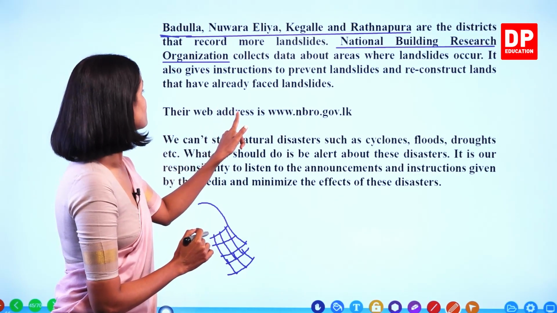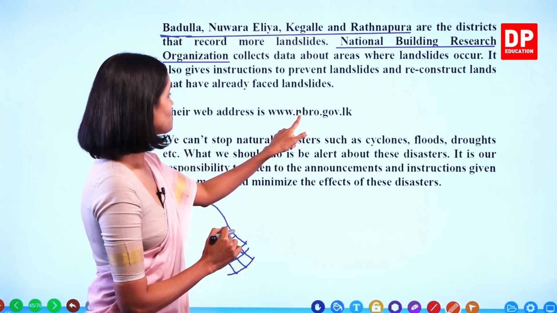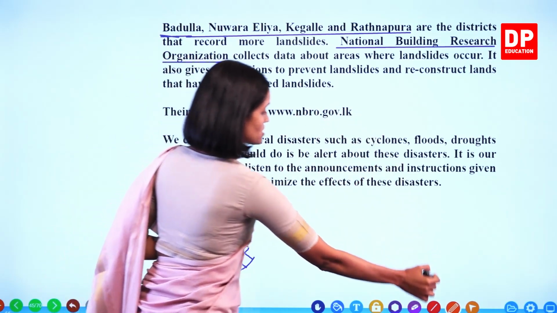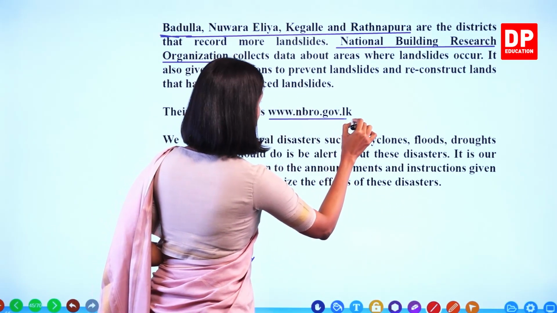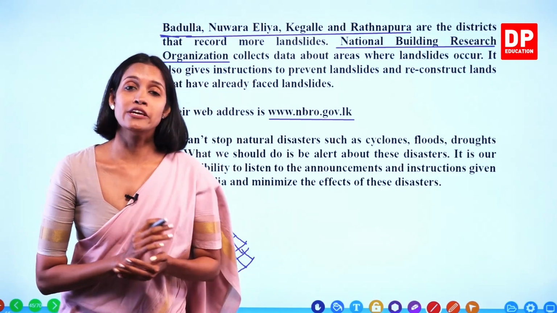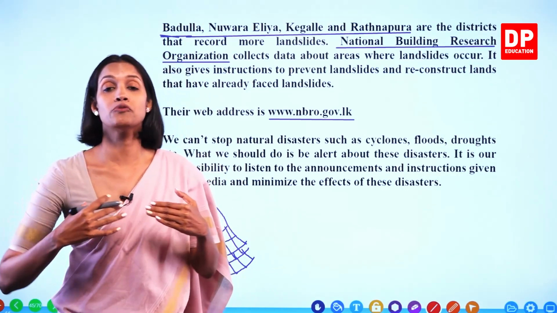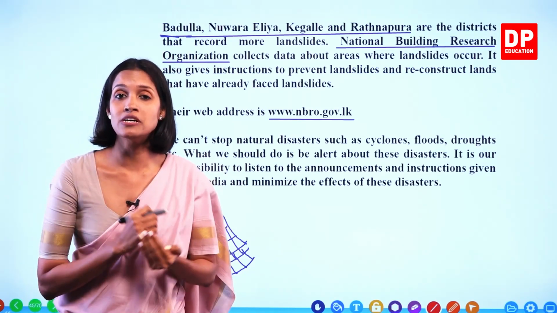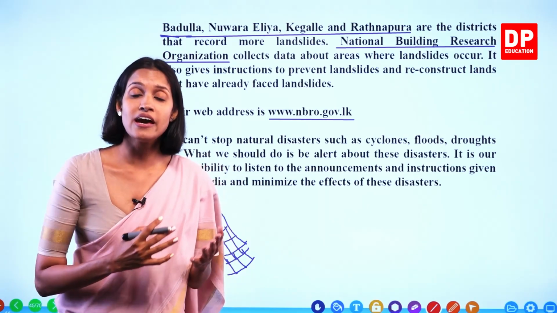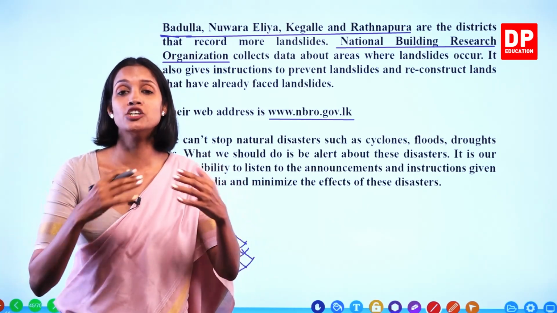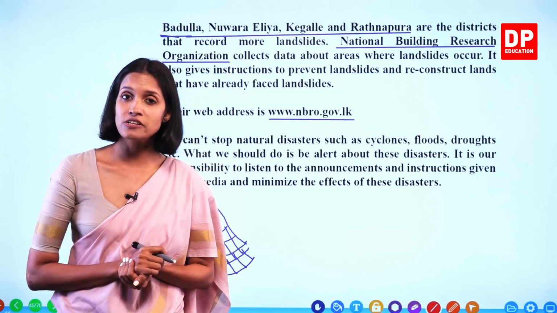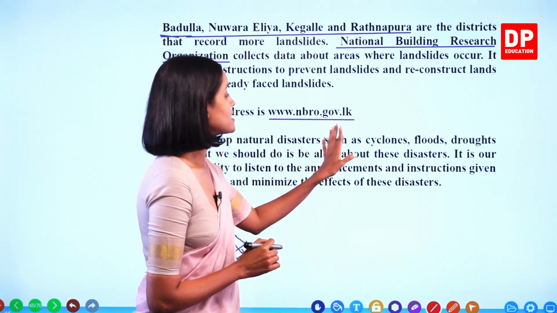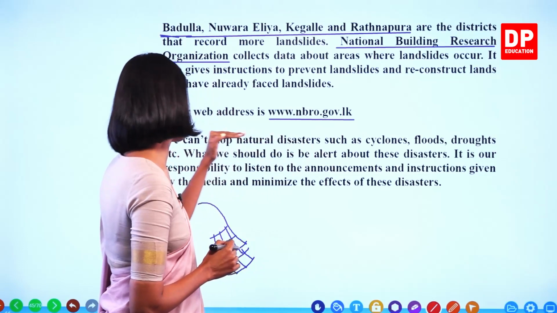So here their web address is www.nbro, National Building Research Organization.gov.lk. Right, children? So before we build our houses and other buildings, we have to get permission from certain authorities. They have to recommend this place as a safe area to put up a building. Right, children? Okay.